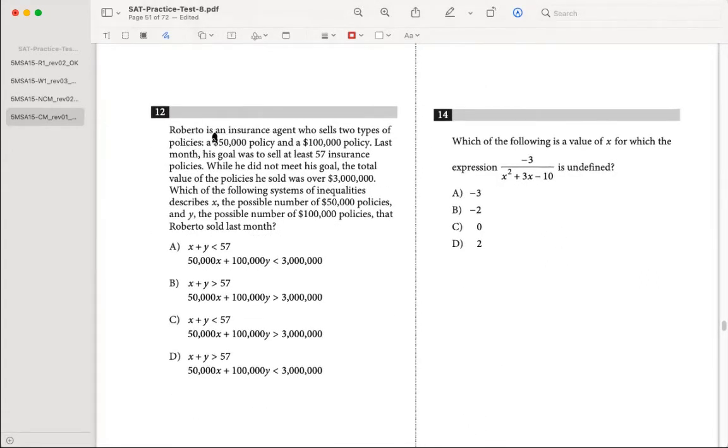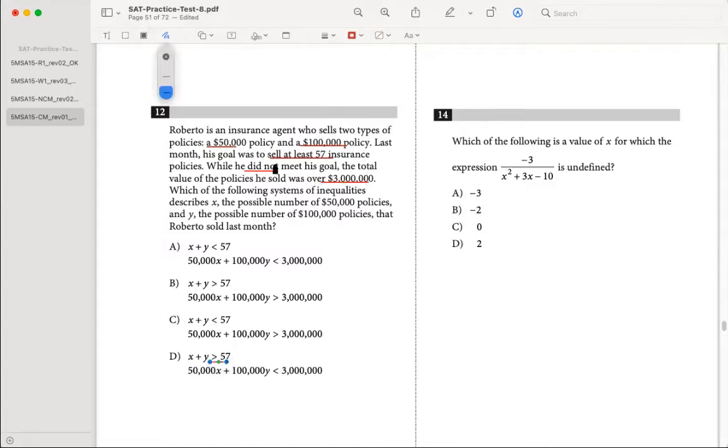Okay. Roberto is an insurance agent who sells 2 types of policies: a $50,000 policy and a $100,000 policy. Last month his goal was to sell at least 57 insurance policies. Well, he did not meet the goal. So he didn't sell at least that many. So he sold less than 50,000 because he didn't meet the goal. He sold over that. D for 12.